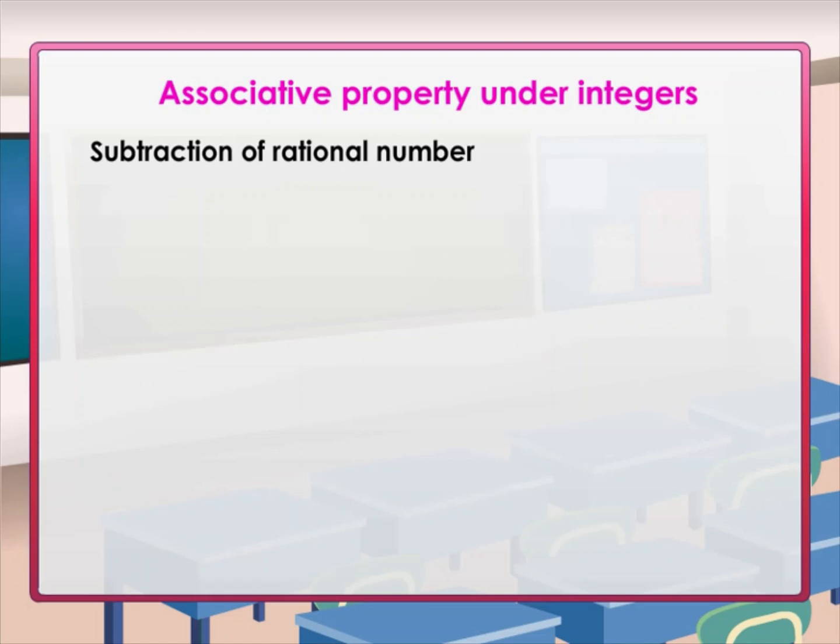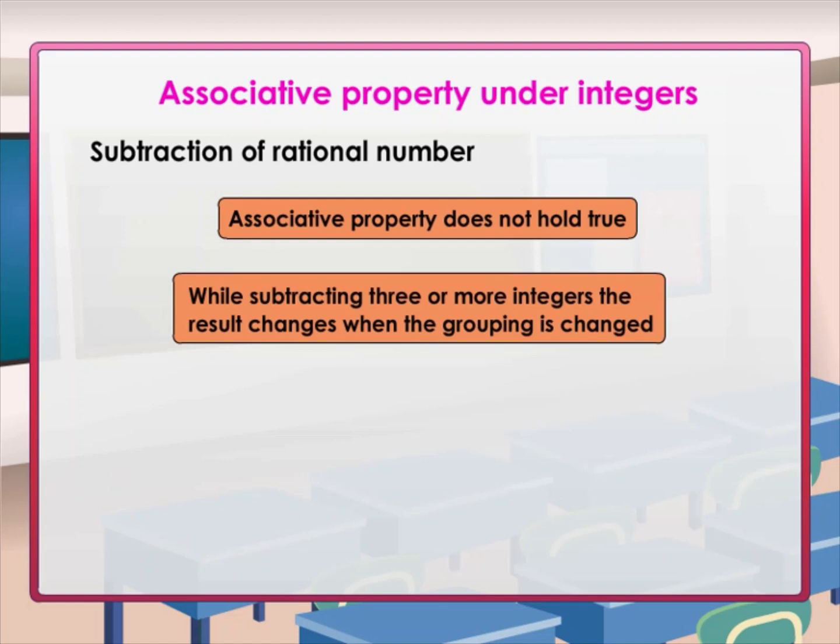What do we see? When we change the grouping, while subtracting three integers, the answer is not the same. And you know this means that associative property does not hold true for subtraction of integers. While subtracting three or more integers, the result changes when the grouping is changed.